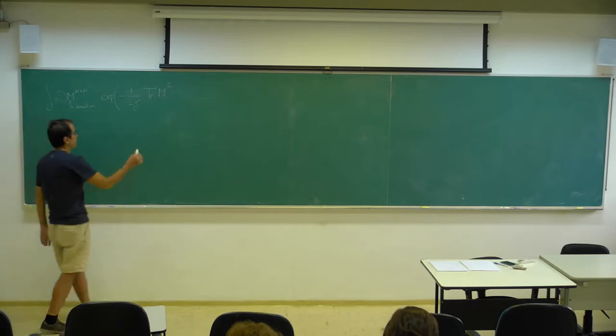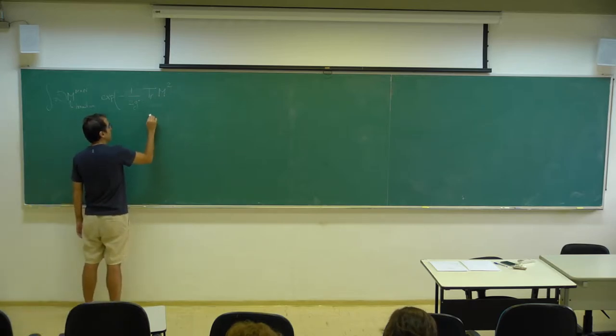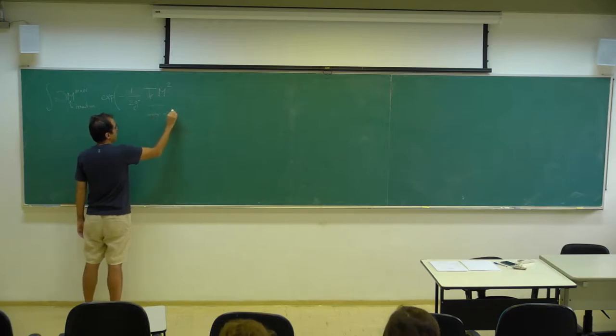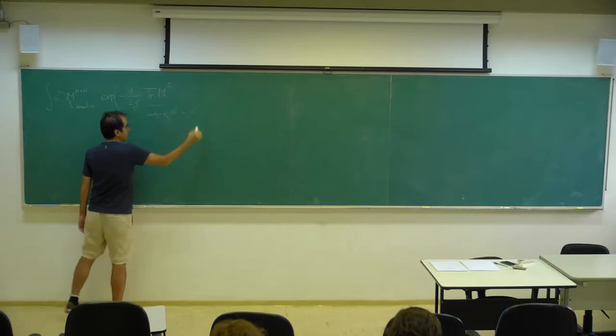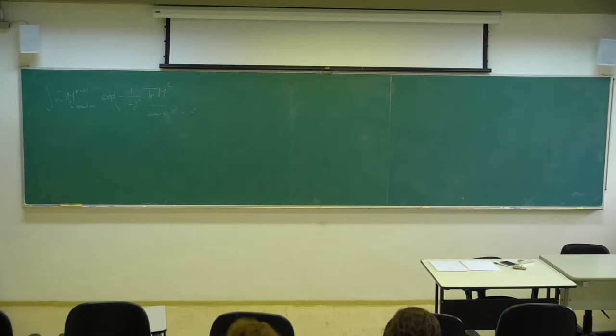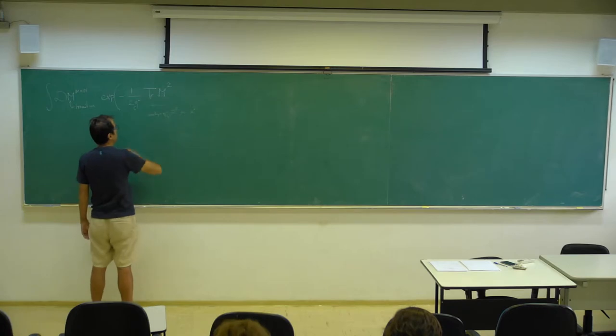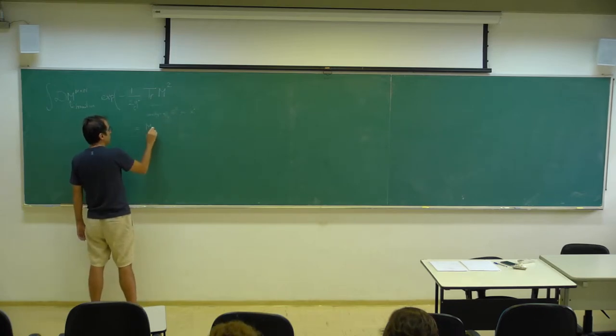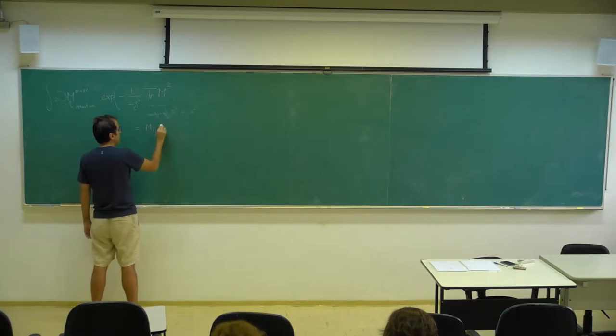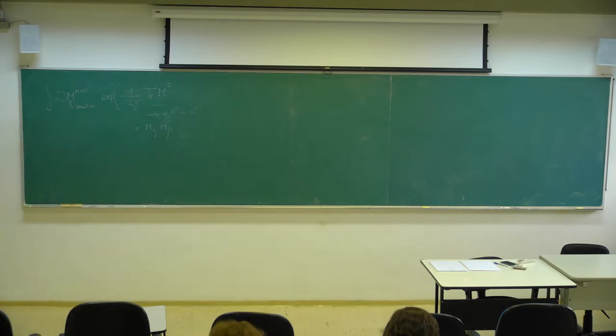So this is the analog of x squared as a vector, or x squared, just a number. But now we have matrices, so we have a trace of M squared, which is equal to M_ij M_ji. That's the definition of the trace.